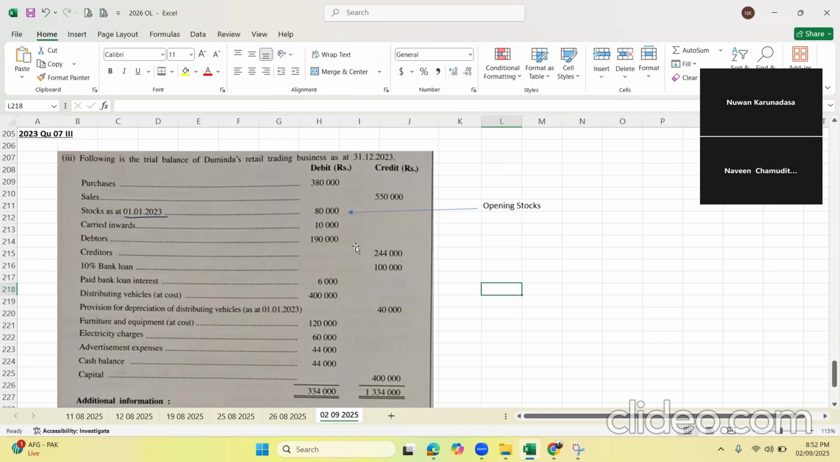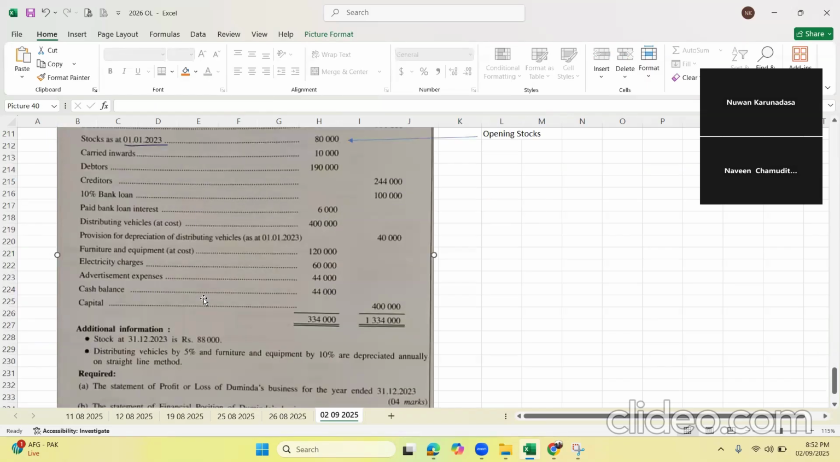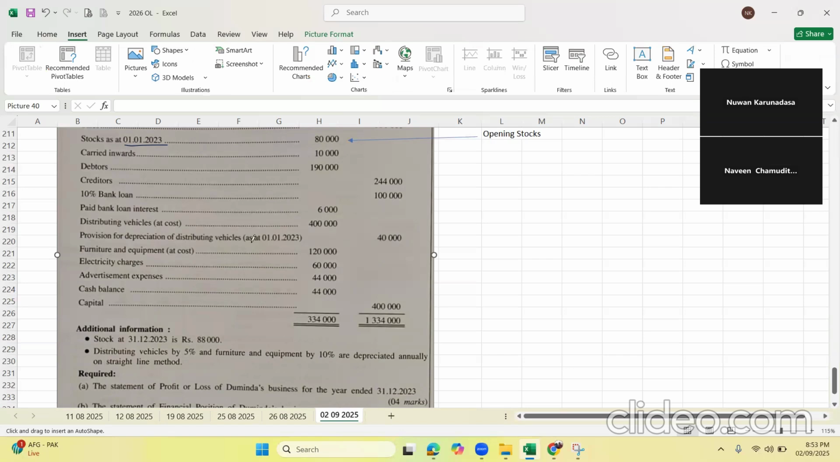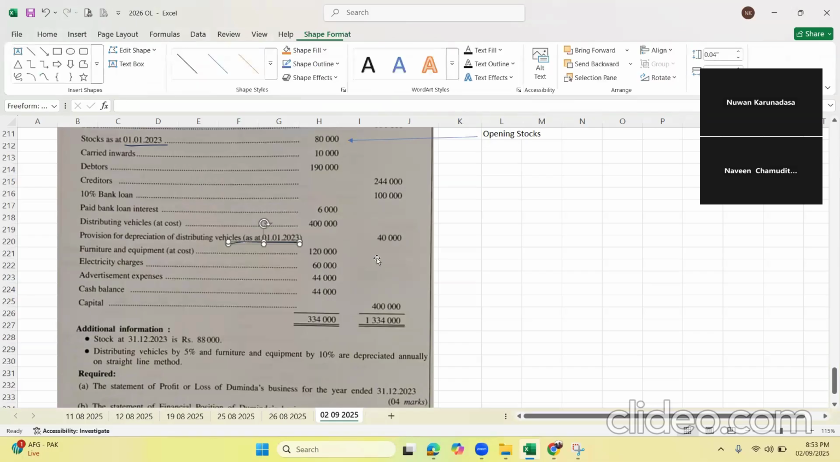Debtors is an asset, right? Debtors go to the statement of financial position. Creditors, liability. Then bank loan, again liability. Paid bank loan interest 6,000. Then distribution vehicle, it's a fixed asset, non-current asset. Provision for depreciation of the distribution vehicle as at 1st Jan 2023. Again, it's an opening balance. See here, 1st Jan 2023 means it's an opening balance.